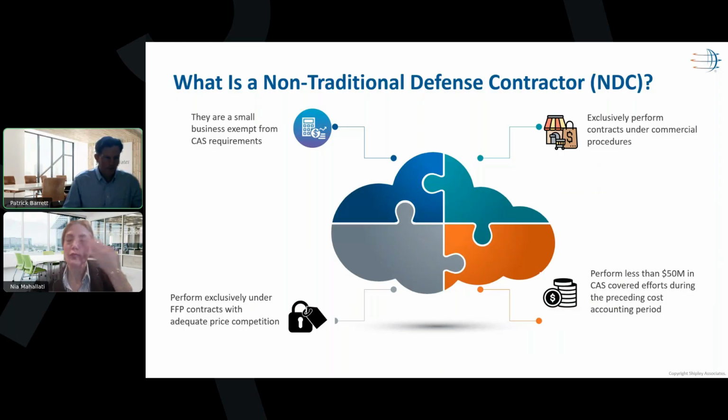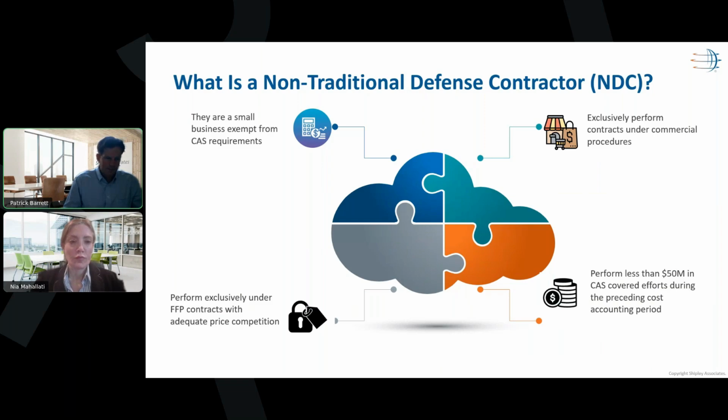So cost accounting standards become levied upon a company if they've worked more than $50 million in CAS covered efforts. Typically, you see this with primarily cost plus type contracts, and less in fixed price type contracts.